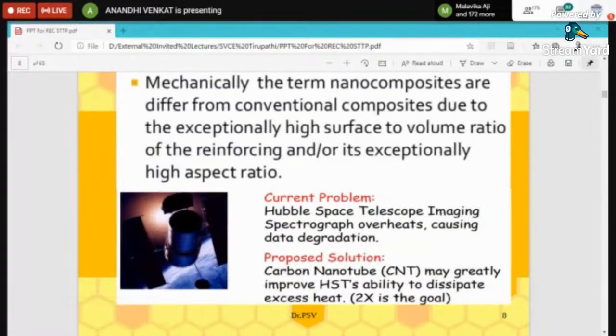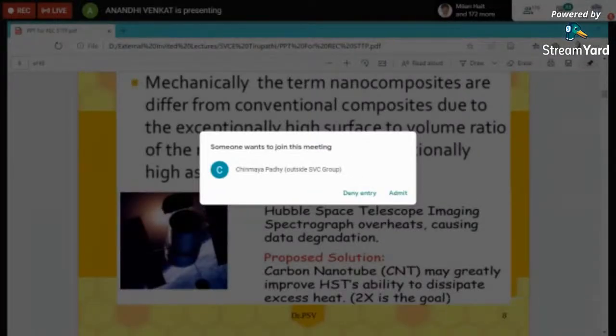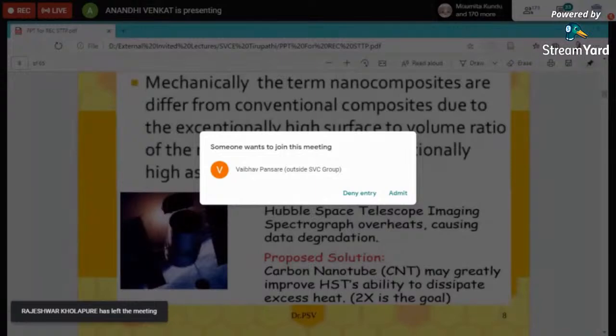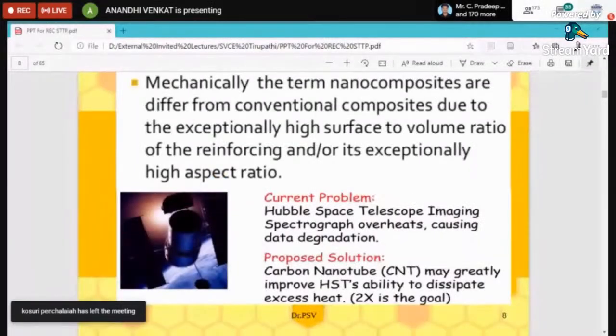What now the space shuttles are being used with nanoparticles, the carbon nanoparticles infused in the ceramic tiles. The normal ceramic tiles are being replaced with carbon nanotube infused ceramic tiles. Hence, they can avoid this type of separation of the tiles from the leading edge, the interior part of the shield. So many types of problems can be solved using nanotechnology.